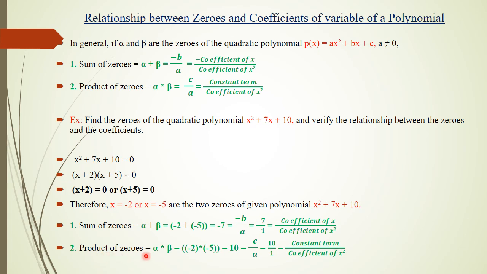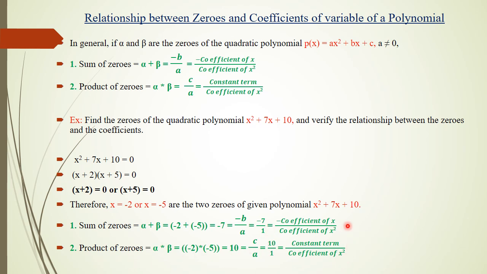Second relation is product of zeros, that is alpha into beta. Minus 2 into minus 5, answer is going to be 10, which I can obtain from this polynomial by taking the ratio of constant term to the coefficient of x square. You can see constant term as 10, coefficient of x square is 1. Therefore 10 by 1 is nothing but 10 again, which is equal to product of the zeros.